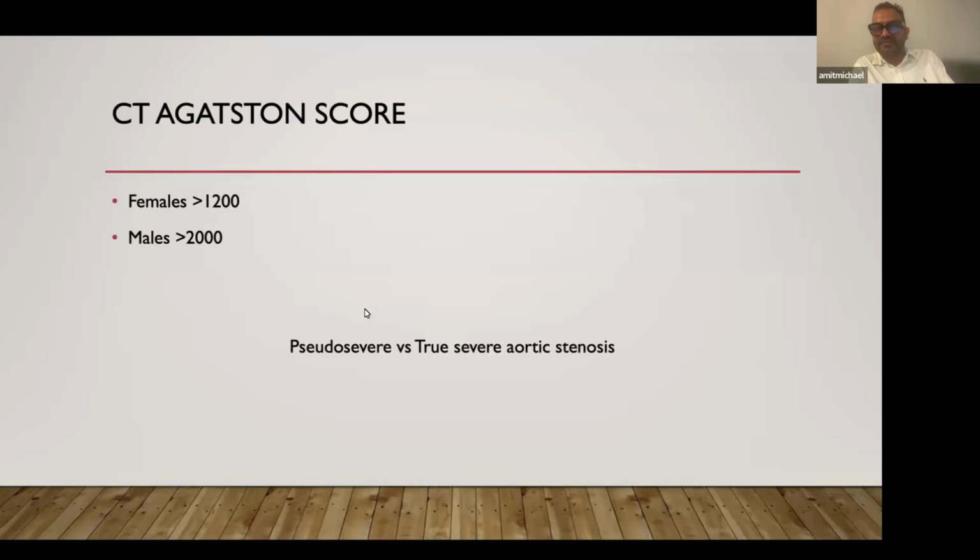And by definition, if the Agatston score, which is the calcium score of the aortic valve, in males is more than 2000, then that by definition is true severe aortic stenosis. And for females, if that score is more than 1200, then that is true severe aortic stenosis. Below this, we treat these conditions as moderate aortic stenosis, and those do not need intervention, and they can just be monitored.